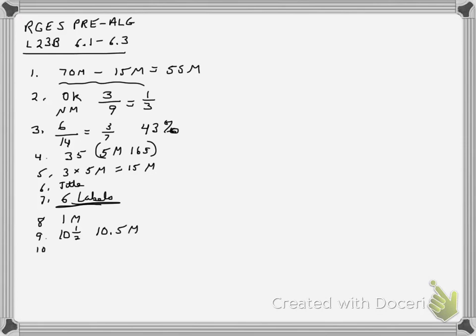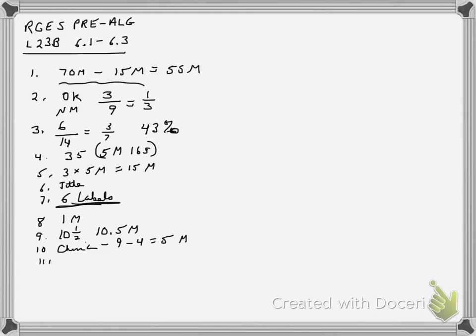10, how many more cars did China produce than South Korea? So China produced 2, 4, 6, 8, 9. And South Korea produced 4. So that would be 5 million more.